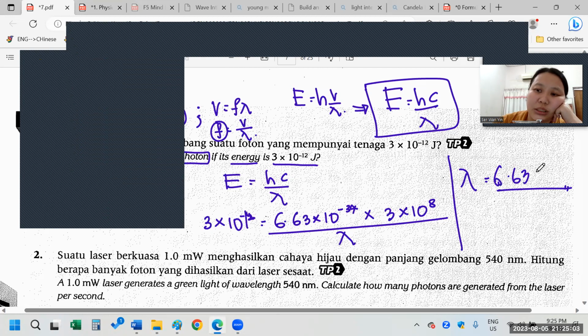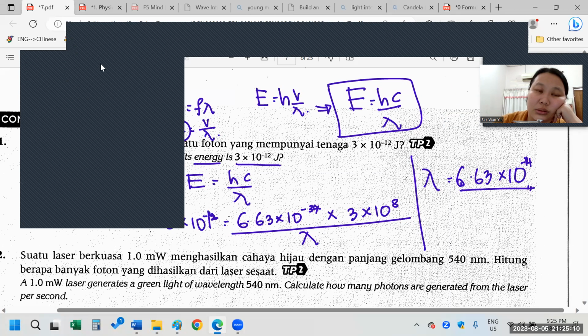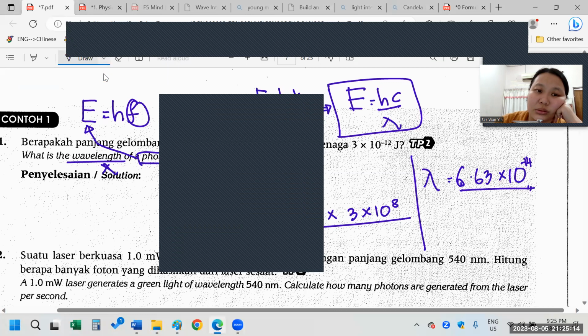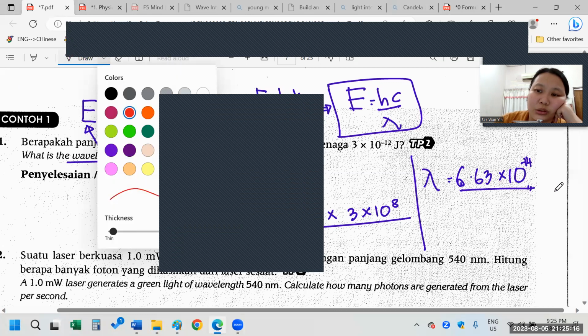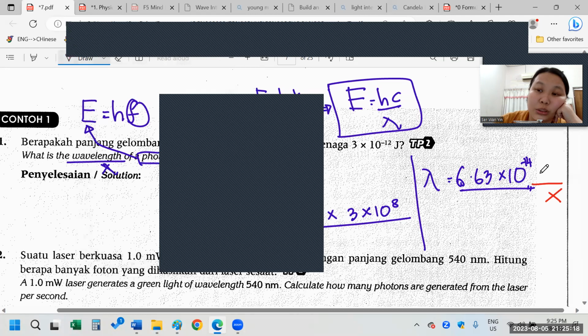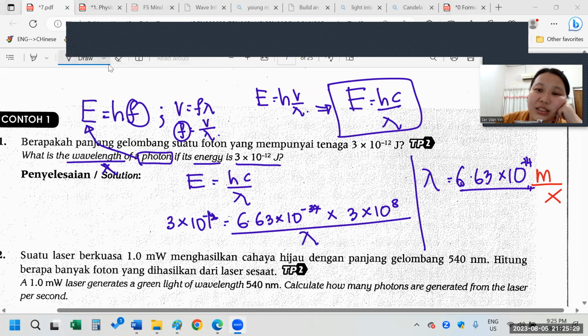6.63 times 10 to the power of negative 14. Can I get marks? No, because there is no unit. What is the unit for lambda? Meter. Very good. Yes, meter. No unit means wrong.